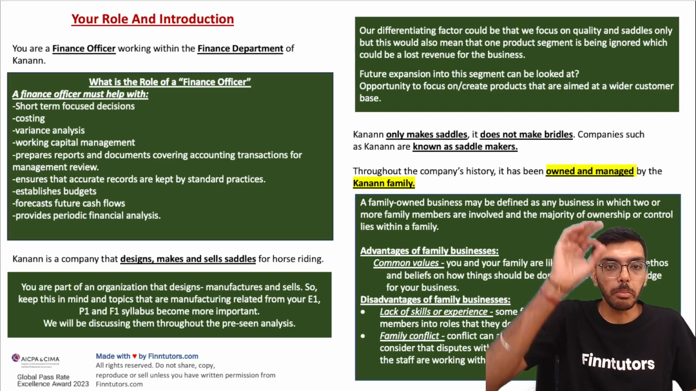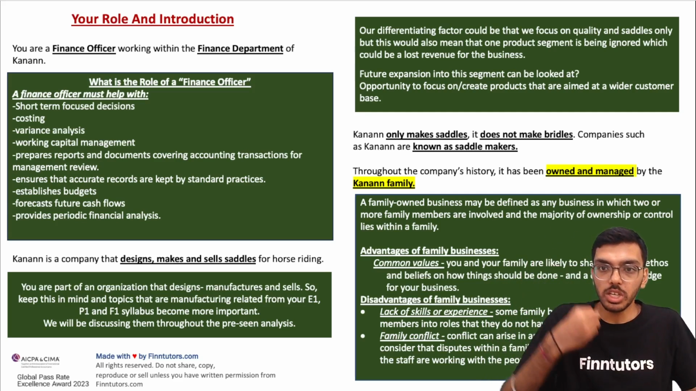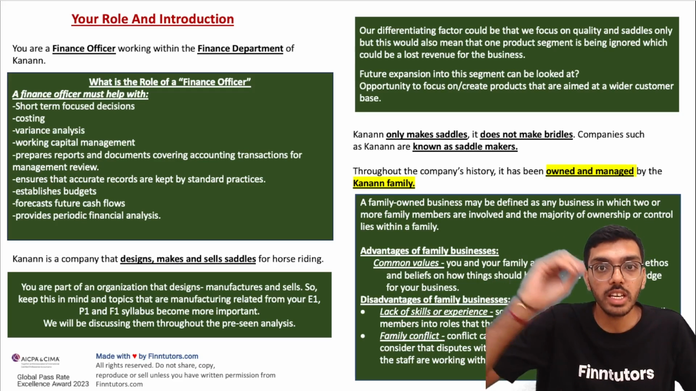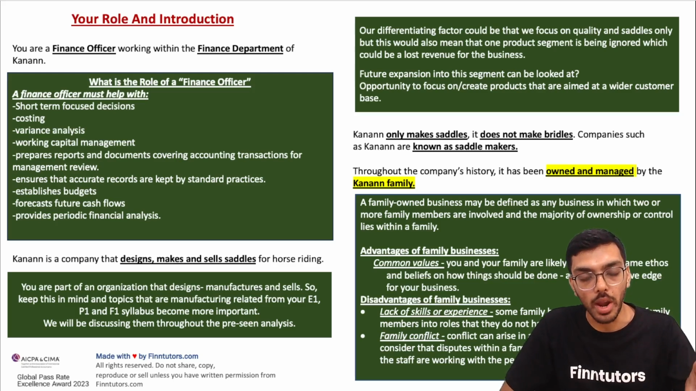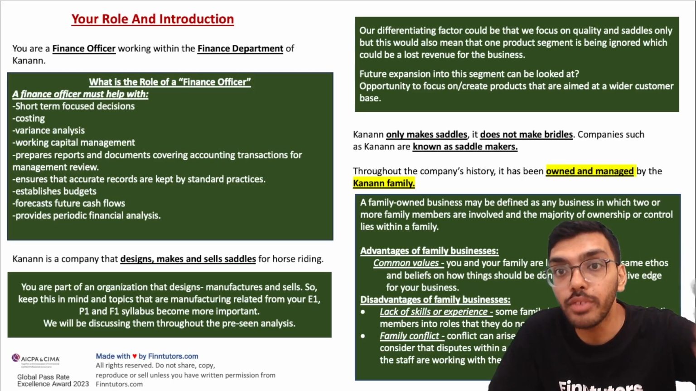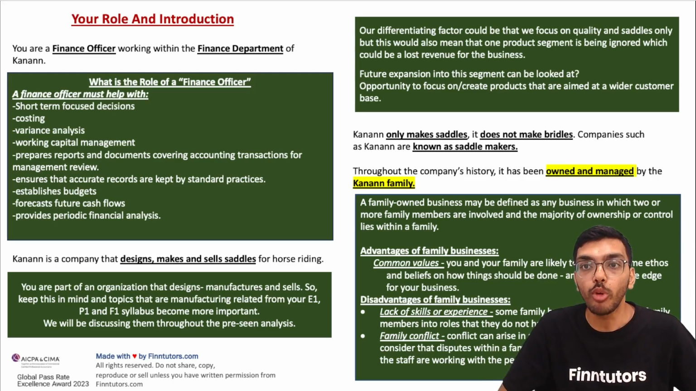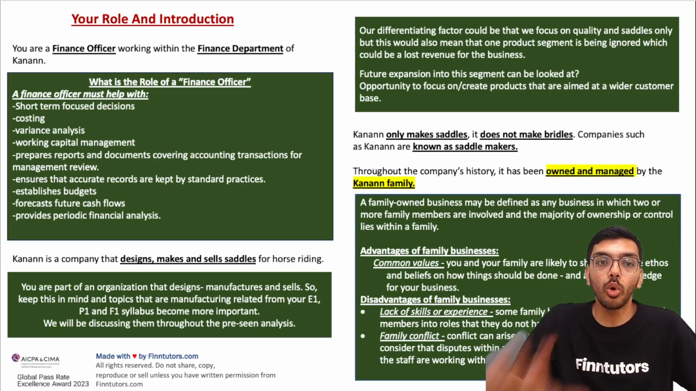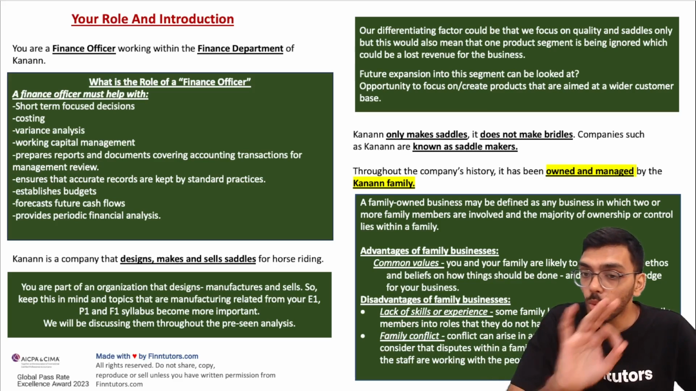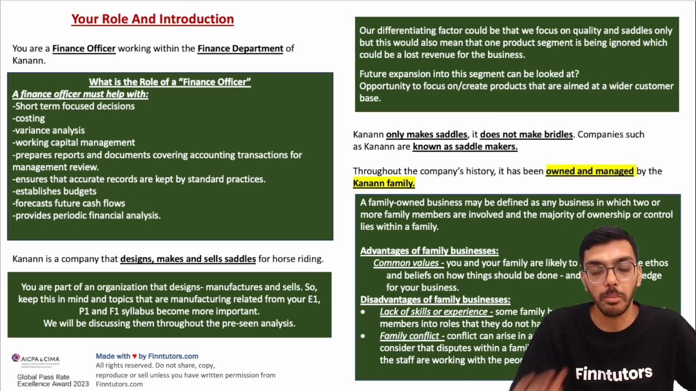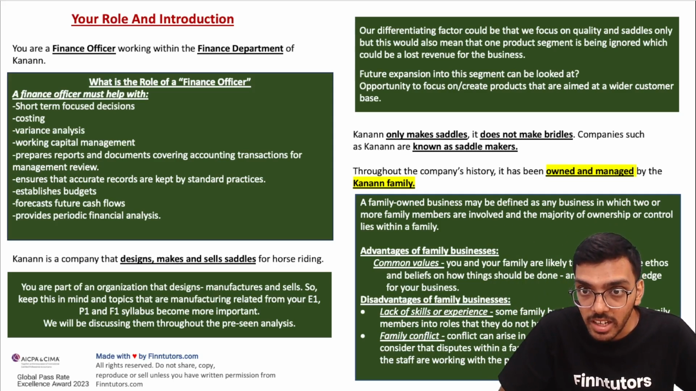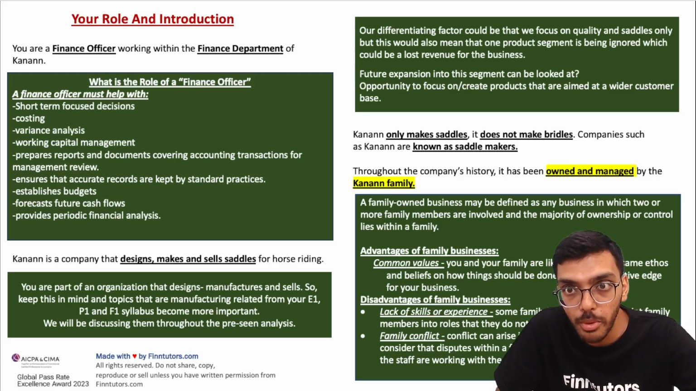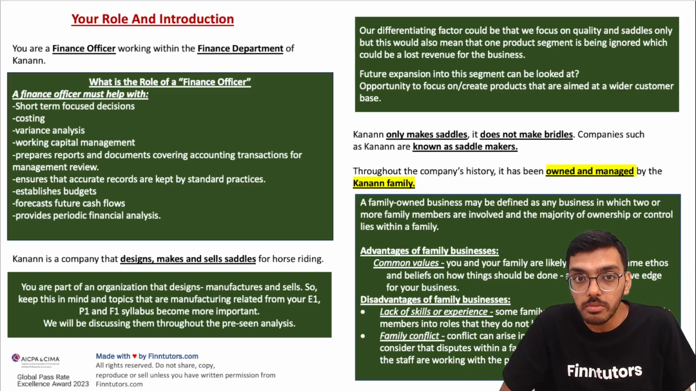Now, one important thing which we need to keep in mind and which they've told us in the pre-seen is that our company is one which focuses on quality. So our differentiating factor could be that we focus on quality and saddles only. We sell only saddles. We are not selling other horse riding equipment. So my differentiating factor could be that I'm only selling saddles. I'm only focusing on one product segment and I'm focusing on quality.